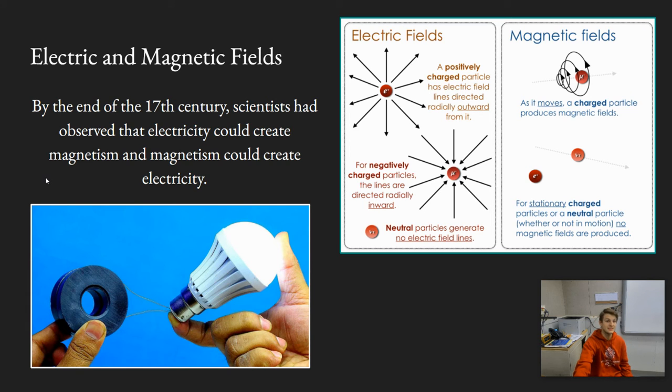You see, in the 17th century, scientists actually observed that electricity could create magnetism, and the magnetism could create electricity. And they were like, how are these related? Well, they actually operate on the same principle of electromagnetism. And we're going to look at that in a minute.